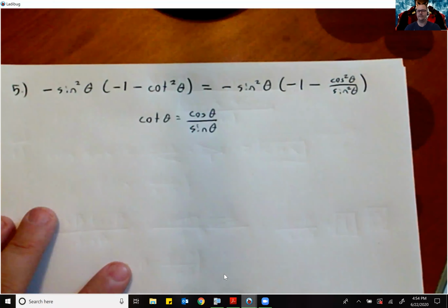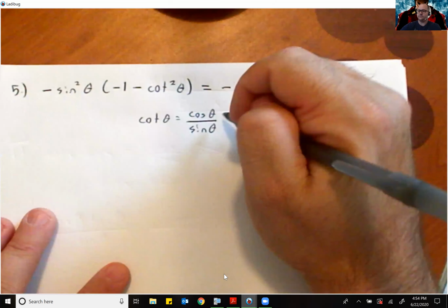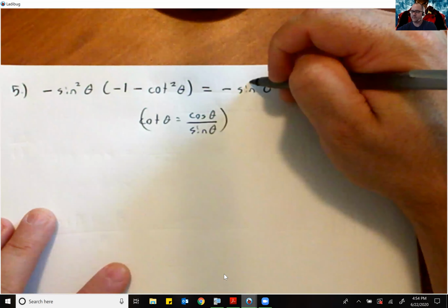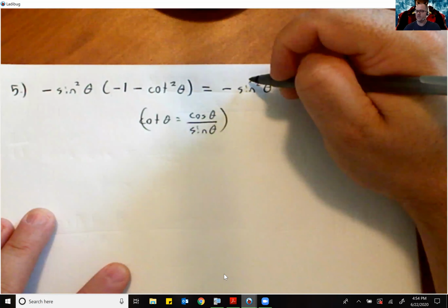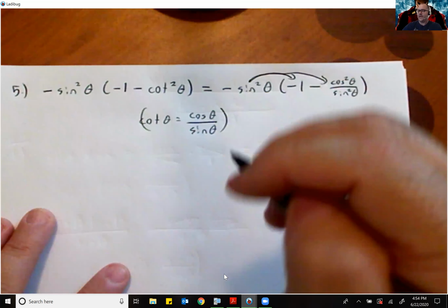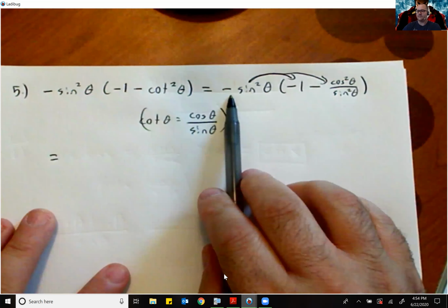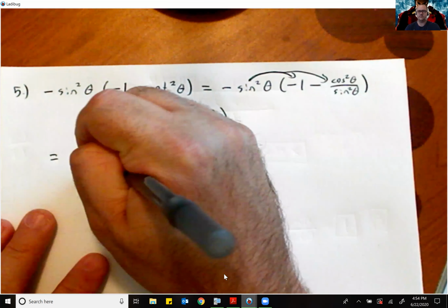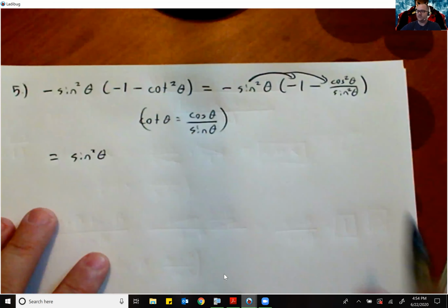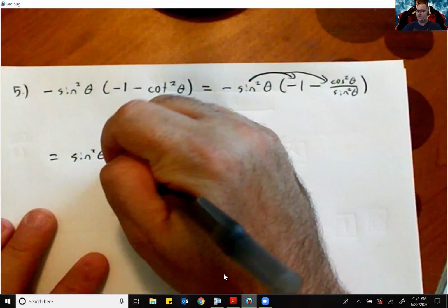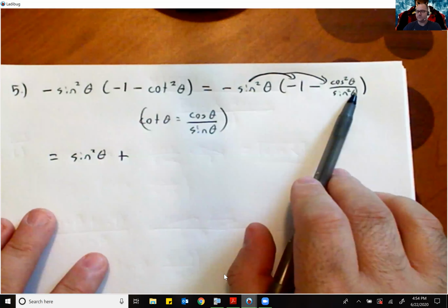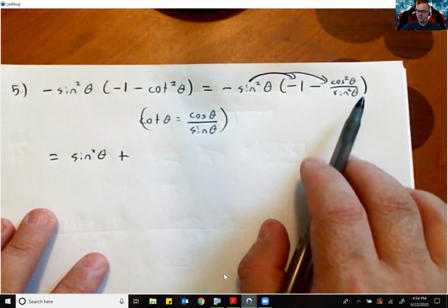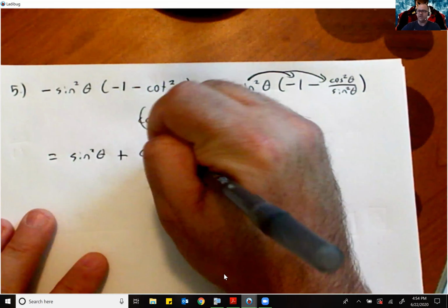Now what you want to do is a little bit of math. Let's distribute through, a little bit of algebra. A negative times a negative is a positive, so this will give us a positive sine squared theta. A negative times a negative is a positive, so that's a plus. And the sine squareds are going to cancel out because one is in the numerator and one is in the denominator. That leaves us with cosine squared theta.